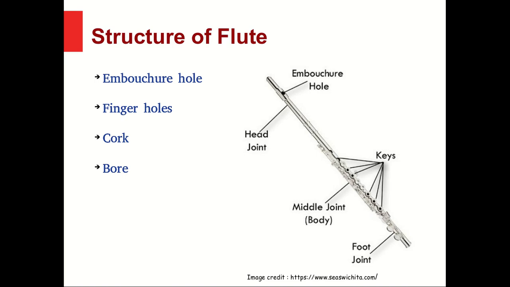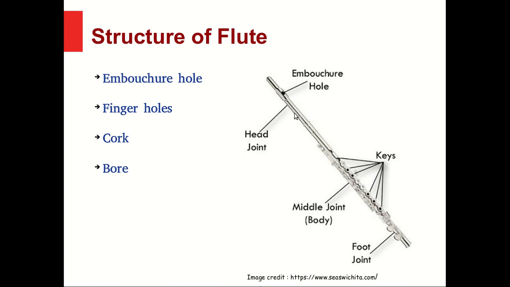So, what are the different parts of a flute? A flute is divided into three parts. It consists of the so-called head joint, its body, which we call the middle joint, and the end part, which we call the foot joint. This is nothing but a cylinder which is filled with air.